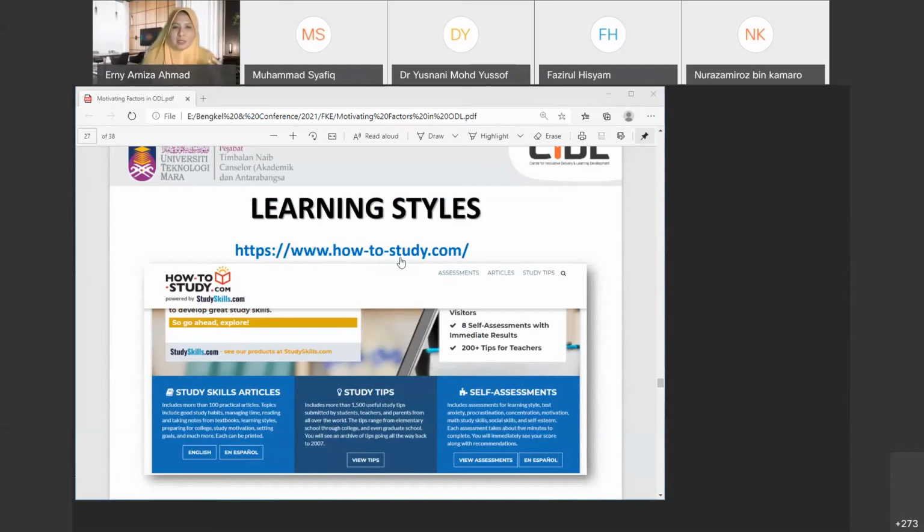Okay, so this one, yang madam suka. Right, so dia ada banyak benda. So masuk je howtostudy.com. Okay, kat sini dia ada study skill articles. Banyak benda you boleh baca dekat sini. Study tips, okay, and then self-assessment. So you do this assessment. So there are 30 questions. Ada 30 soalan yang you kena jawab. Okay, view assessments. Okay, you take that assessment.